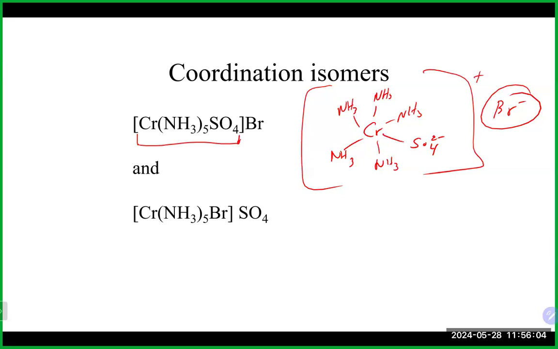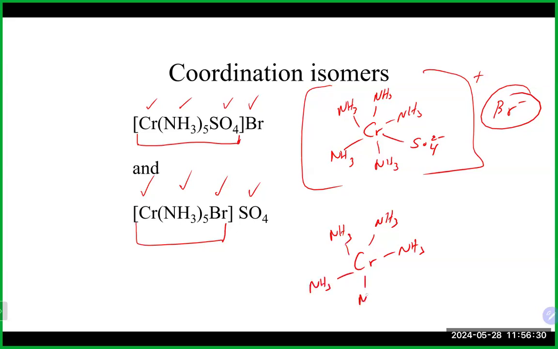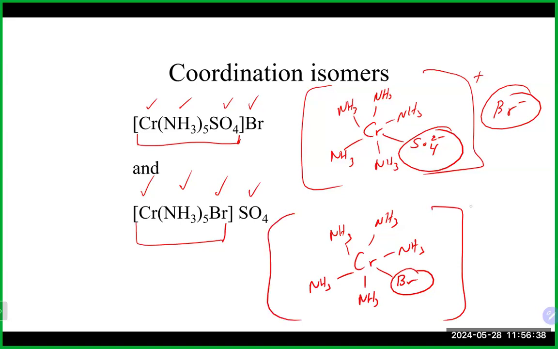Now, if we count up everybody that's there, we have 1 chromium in each, 5 NH3s, 1 Br in each, and a sulfate in each. They have exactly the same elements present, but in the second coordination compound, we have our chromium in the middle with our NH3. The difference here is that it is the bromine that's attached as a ligand. And the sulfate in this case is acting as our counterion.